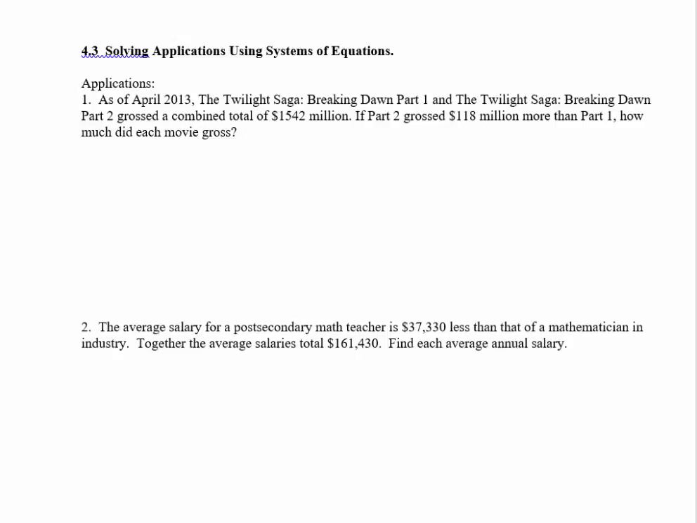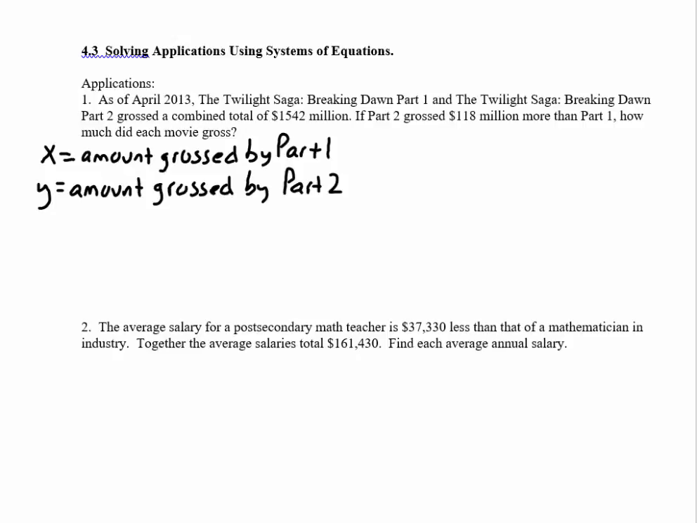So what I always do is I look to see what the question is asking, and that's how I will label my variables. The question is asking how much did each movie gross. So we'll let x equal the amount grossed by Part 1, and y is going to equal the amount grossed by Part 2. Then we'll go ahead and start trying to translate the sentences.